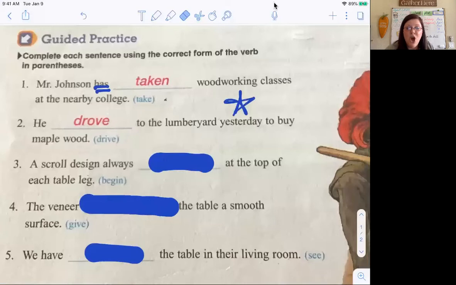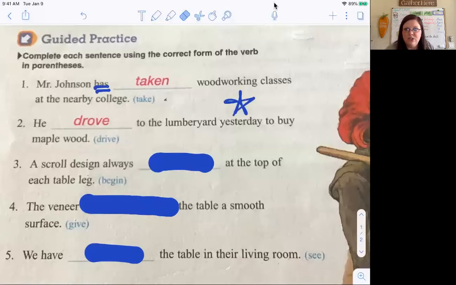If you need to, refer back to the chart that's at the top of this page. That's the exact chart that I showed you earlier on the screen. Number 3, a scroll design always blank at the top of each table leg. We need the form of begin. Did you see any clues within that sentence? Well, I didn't see a clue like yesterday, today, forever.